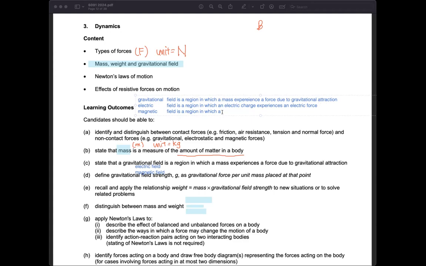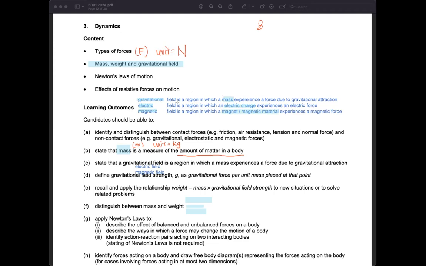Okay, how about for magnetic field? What do you think is the definition? A magnetic field is a region in which a magnet or magnetic material experiences a magnetic force. I want you all to see here, even though there are three different fields, they all have the same meaning. You just need to change the word: mass, electric charge, and magnetic material.